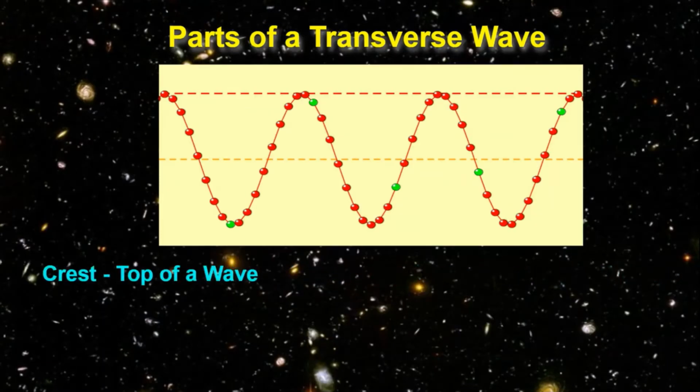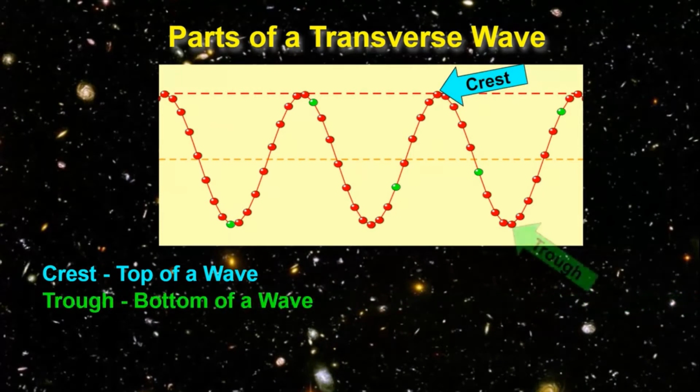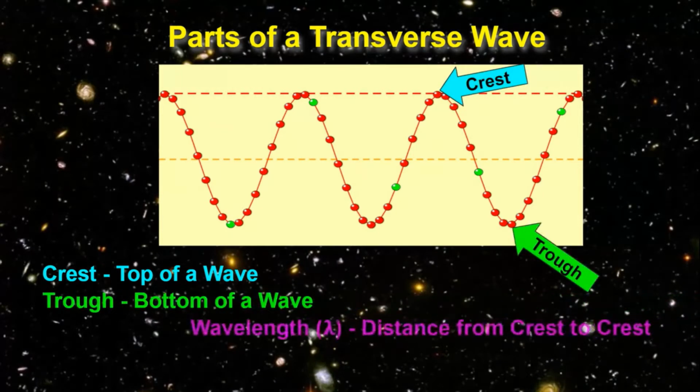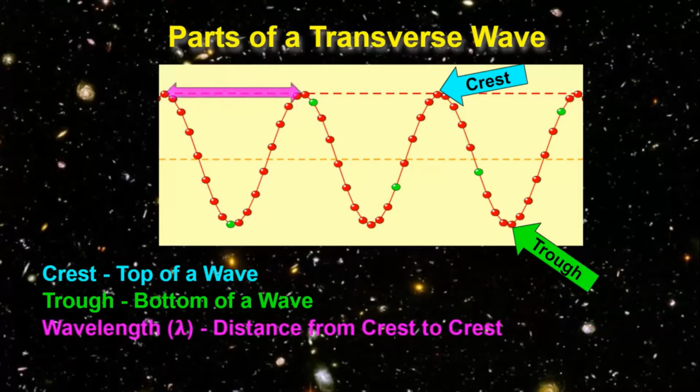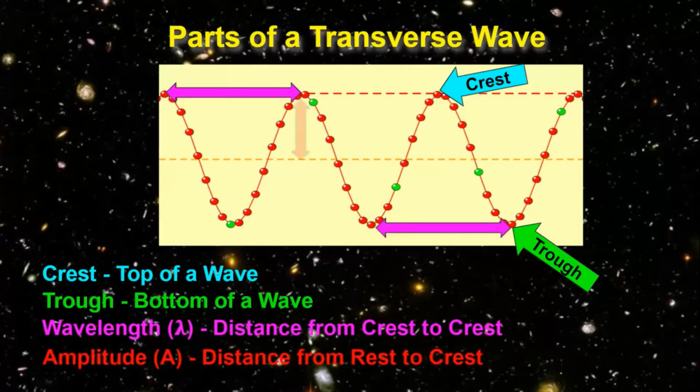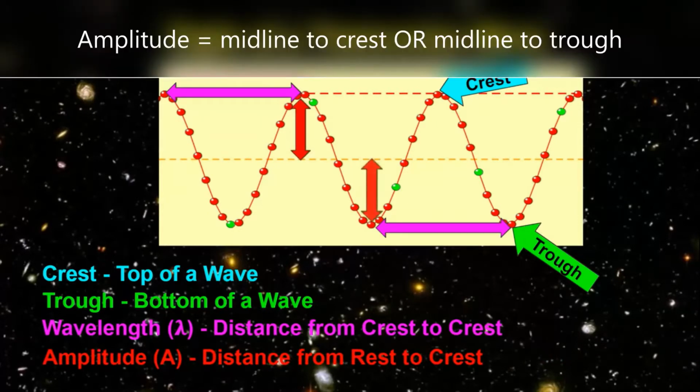The parts of a wave include the crest, that's the top of the wave, and the trough, the bottom of the wave. The wavelength of a wave is the distance from one crest to the next. Amplitude is the distance from rest to crest or rest to trough. The midline in the PhET simulation is shown with the dotted red line.